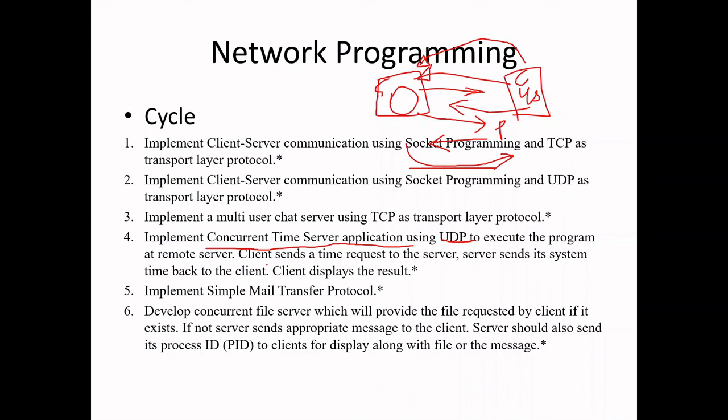So concurrent time server means it is a server which is always running on a machine, and its role is, whenever a request comes from a client, the client has to send a request in the form of a string, maybe, please send me time or time please. So when the concurrent server receives that message, it has to look at the data part.